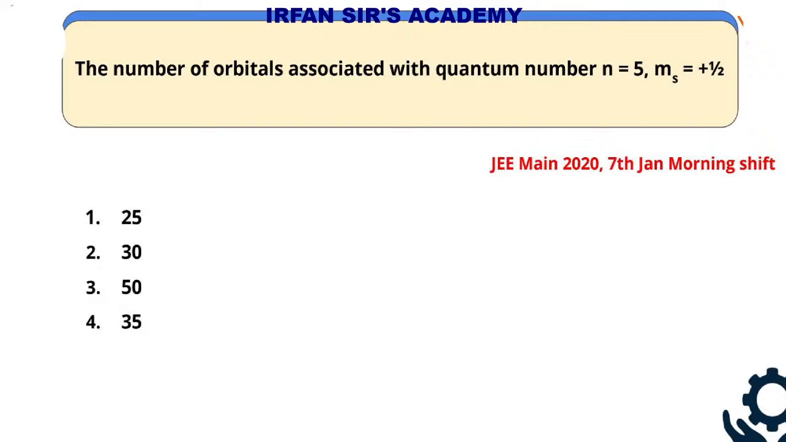Tell me the answer of this question. The number of orbitals associated with quantum number n equal to 5 and ms equal to plus half is? Hafsa says 25. Tell me fast.